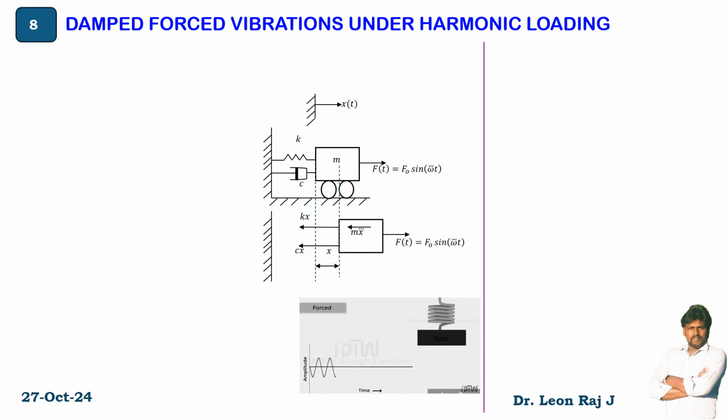So in the next section, damped forced vibrations under harmonic loading. How to derive the response of a damped forced vibration under harmonic loading. First we have to idealize the structure into a spring, mass and damper system. So this is spring stiffness k, and m is nothing but mass, c is nothing but the damping coefficient. Now we have to draw a free body diagram.